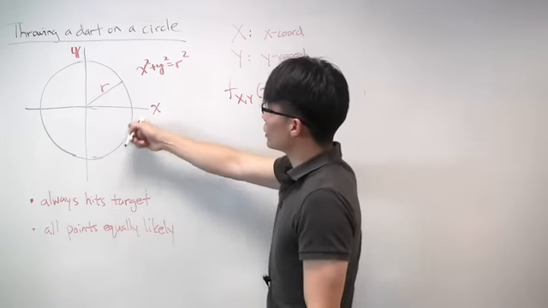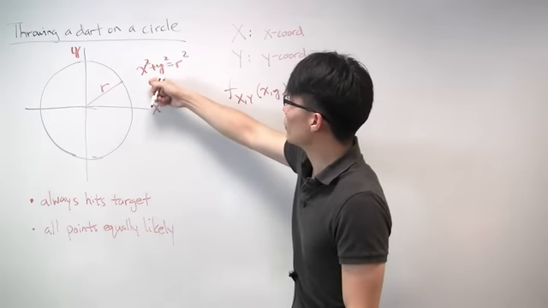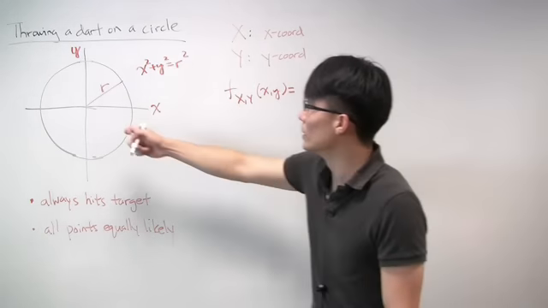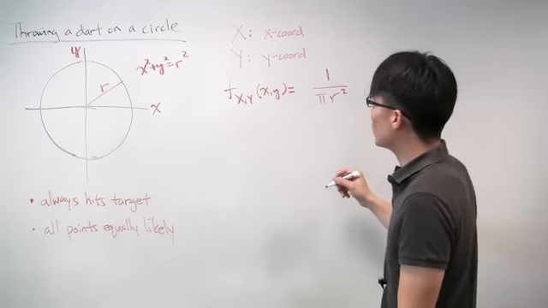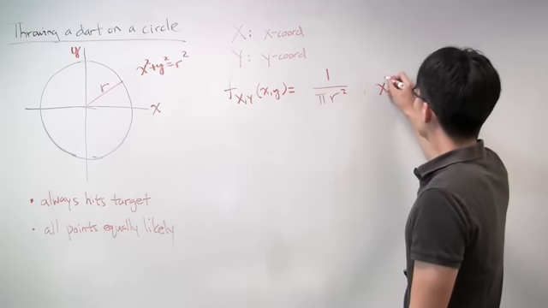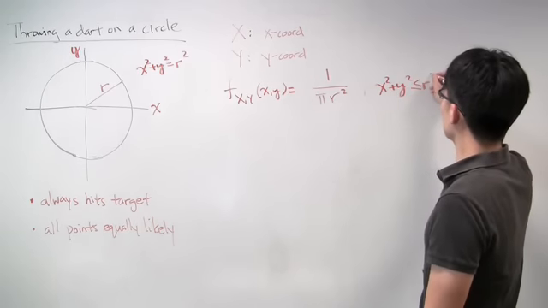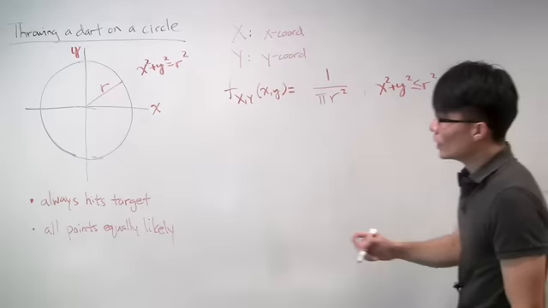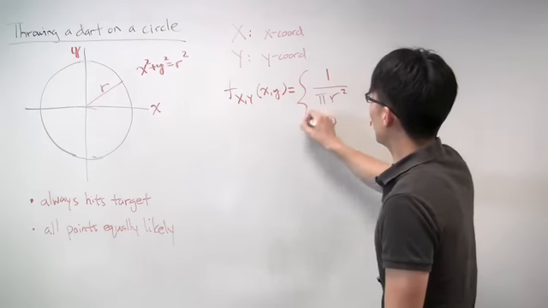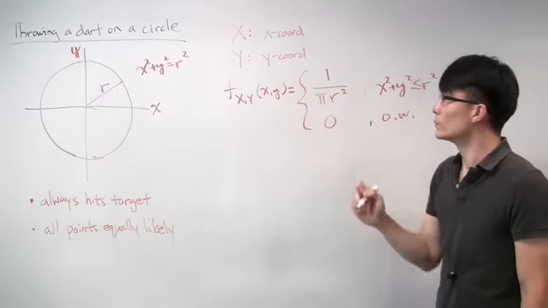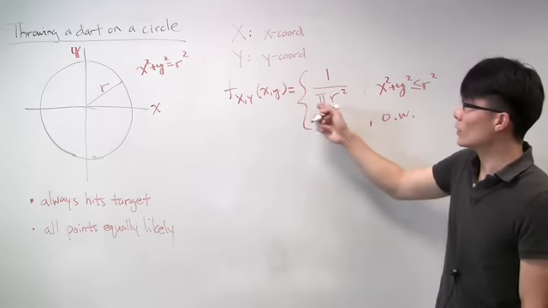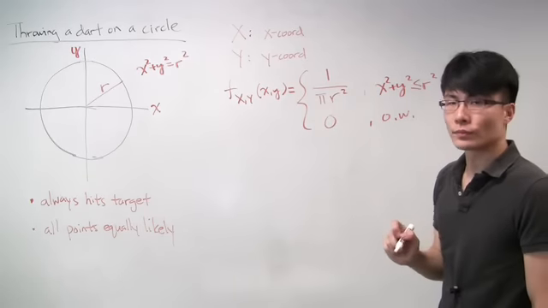And what is the equation of a circle? The equation of a circle is x squared plus y squared equals r squared. So we're centering the coordinate system at 0, 0. That's where the circle is centered. We lie within this circle when x squared plus y squared is less than or equal to r squared. And we always hit the target, so we never fall outside of this circle. So within the circle, it's uniformly distributed, and the normalization or scaling factor is 1 over the area, and outside it's 0. All right.